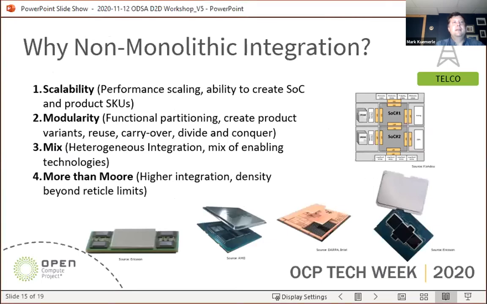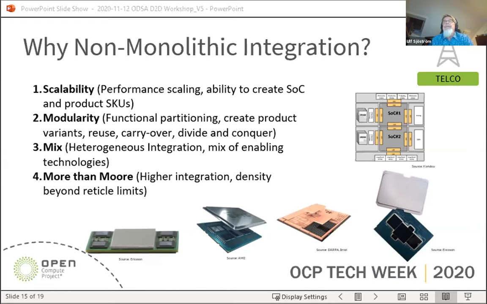Yeah, I will try to give you a perspective from our industry, that's the telecom industry, or more specifically wireless infrastructure. So my first slide is around why we need multi-chip integration. I call it non-monolithic integration. I see four really specific reasons to go in this direction. One is to create some form of scalability of your products. We are not in the business of selling SoCs, but still by using multi-chip technologies, we can create SoC SKUs that transform into different product SKUs.